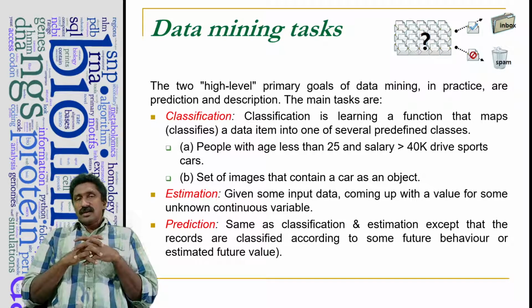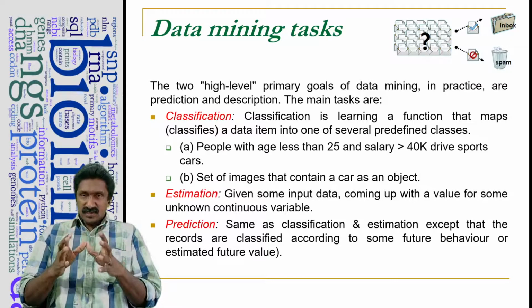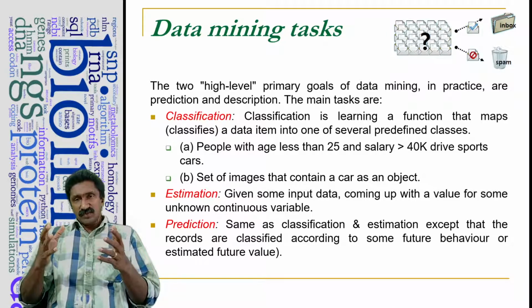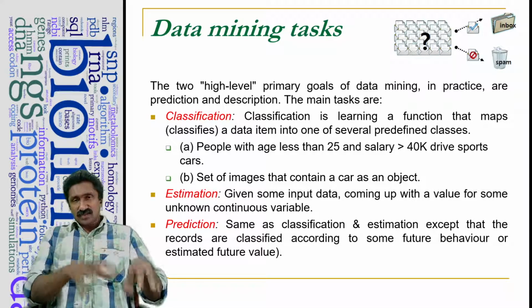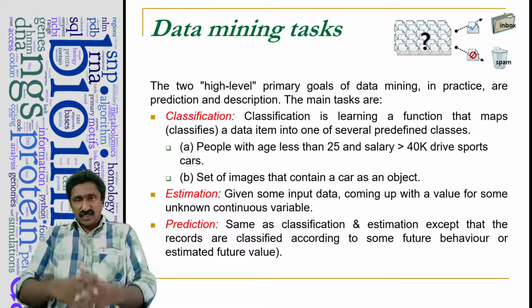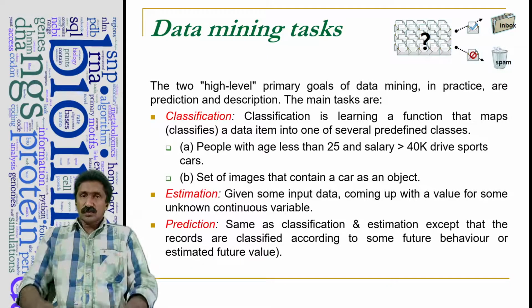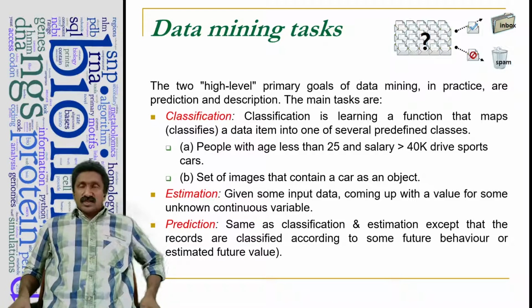And another one is prediction. Prediction means the same as classification and estimation, except that records are classified according to some future behavior or estimated future value. So prediction means it is not actually done yet, but the future behavior is predicted based on the input values. So that's also possible. For example, prediction is done for a protein structure.